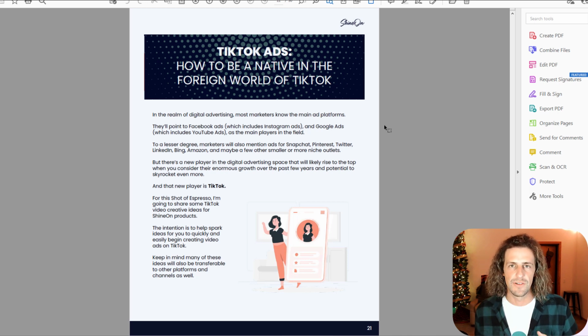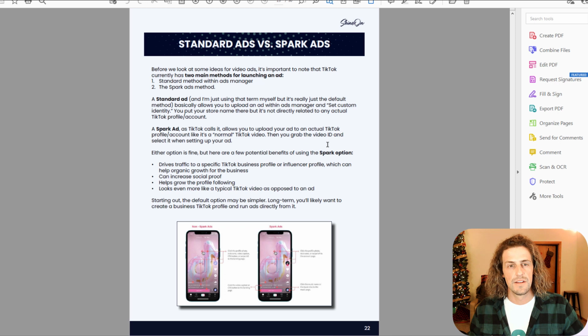So it's different ways that people interact with each other in the comments, the types of videos that are created, different trends that people follow within the app. So it's just really good to get yourself acquainted with it in general, and I'm gonna keep talking about that one a lot. So we have standard ads and Spark ads in TikTok.